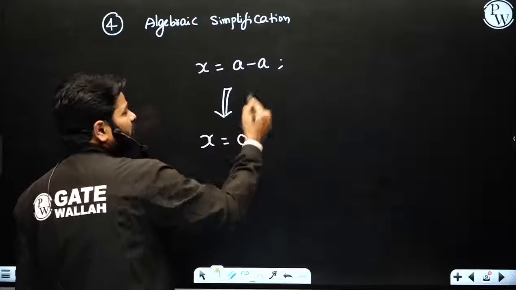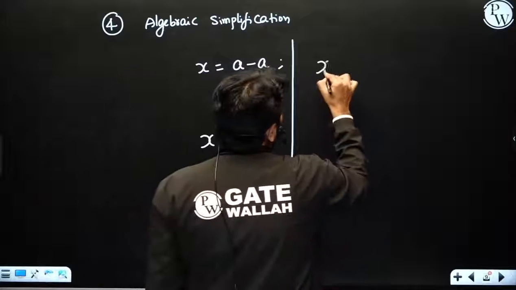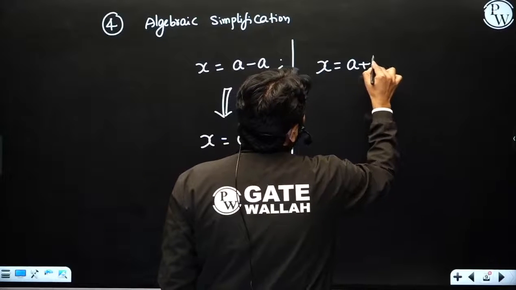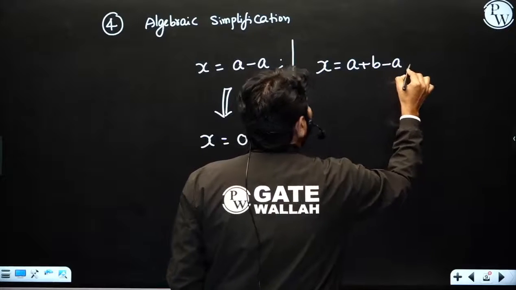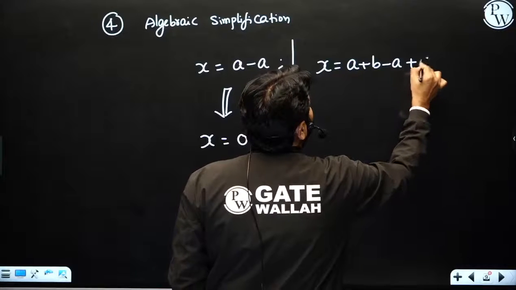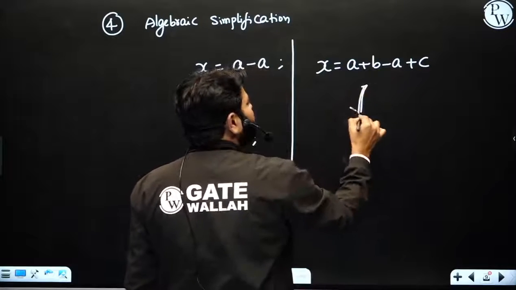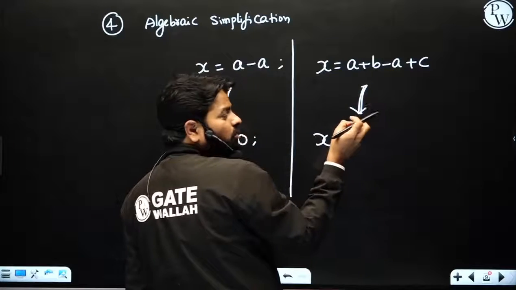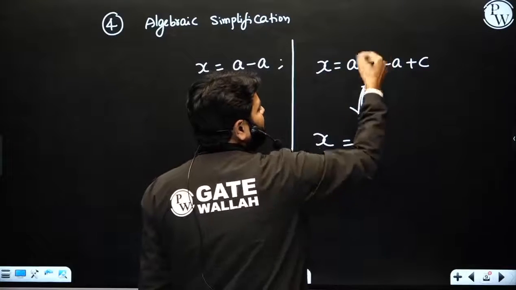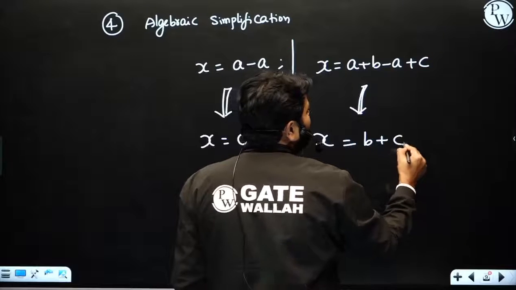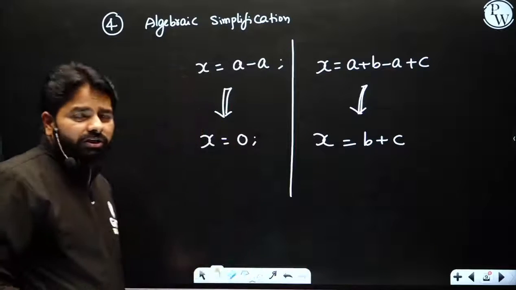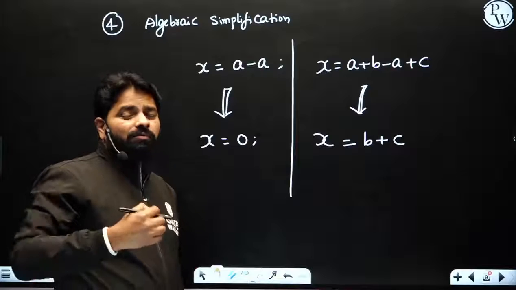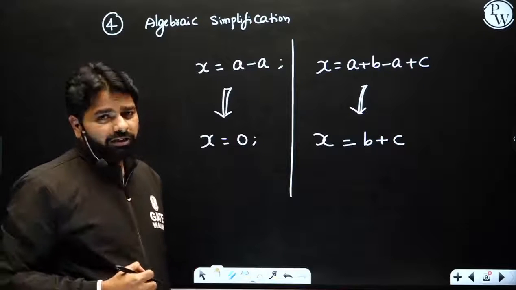It's one optimization. Not only this, sometimes you write x is equal to a plus b minus a plus c. Then using your associative and commutative laws, you can bring this plus a minus a close. You can cancel them, right? You will get simply b plus c. And there are so many such optimizations you can do with the help of algebraic simplifications.